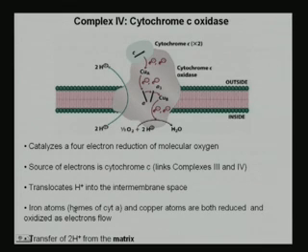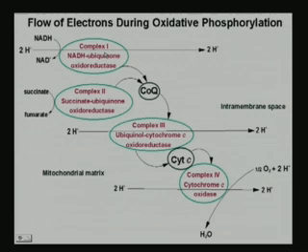Iron atoms, that is hemes of cytochrome A, and copper atoms are both reduced and oxidized as electrons flow, and transfer of 2 hydrogen ions from the matrix side to the intermembrane space is also taking place simultaneously.